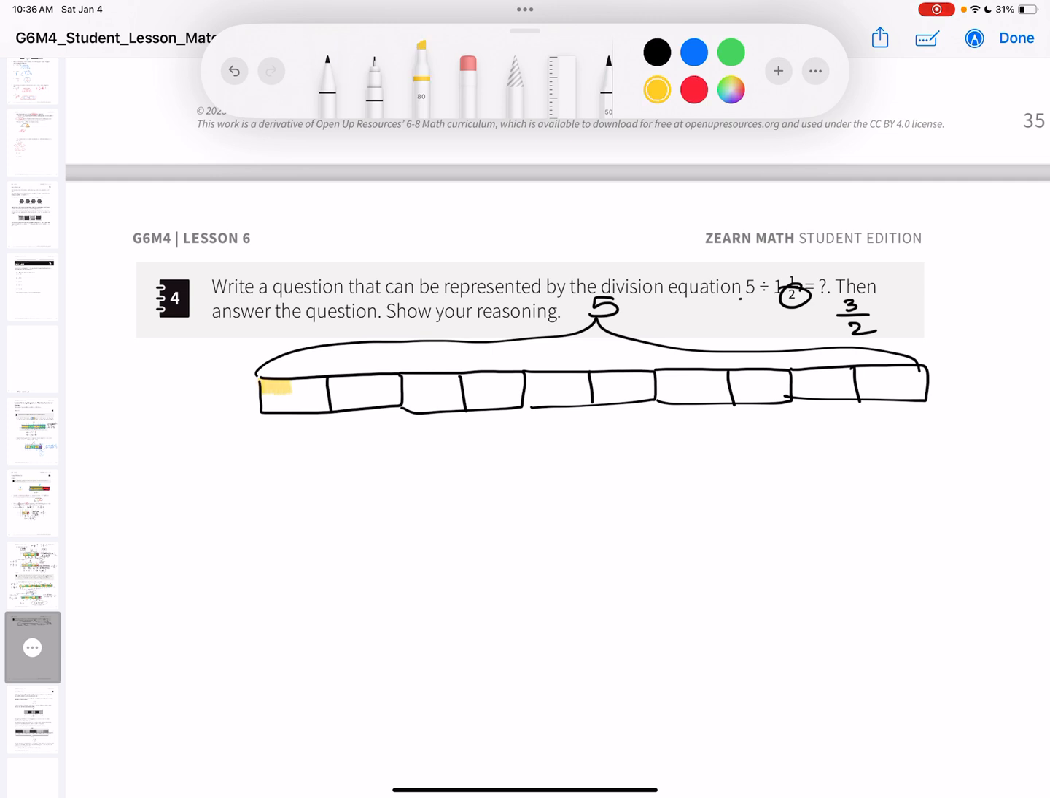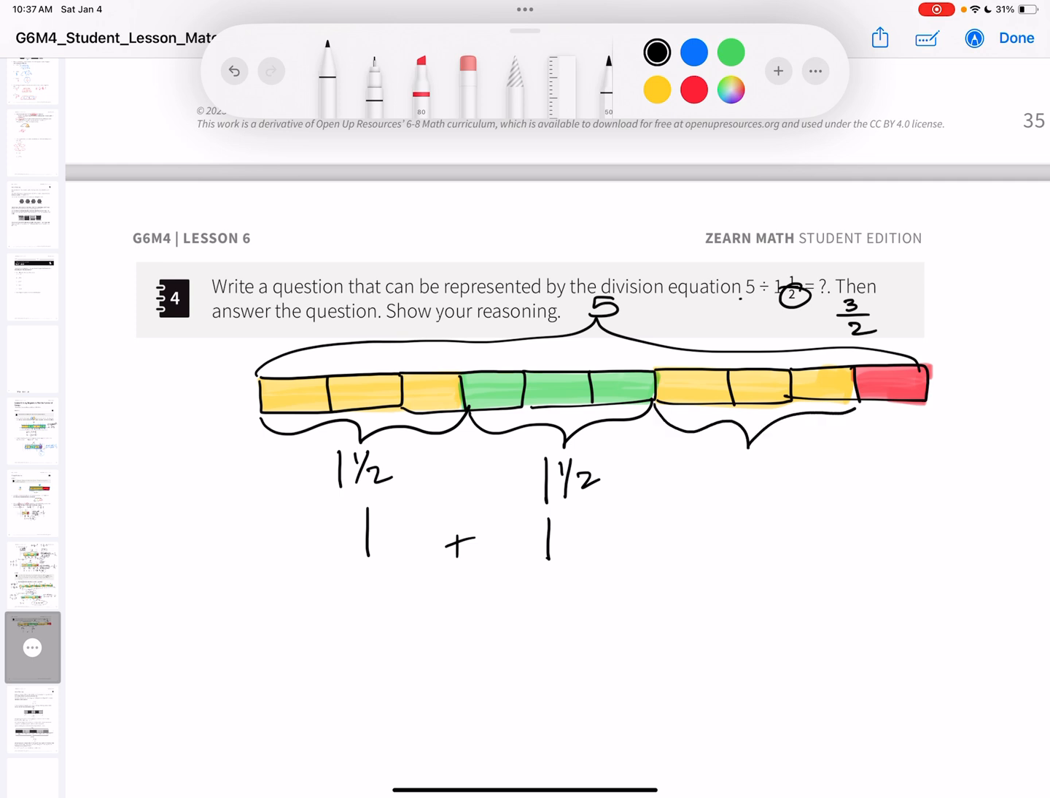So here we go. 1, 2, 3 halves. Here's another 3 halves. Here's another 3 halves. But they were not kind to us, and we do have this leftover piece. So this is 1 1/2. That's one group. This is 1 1/2. So that's another group. This is 3 halves, which is 1 1/2. So that's another group. But then we have this 1.